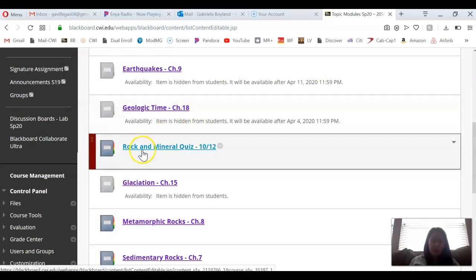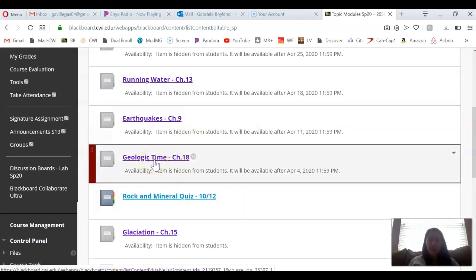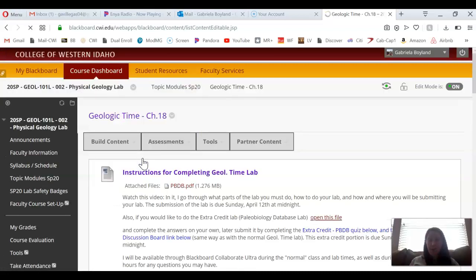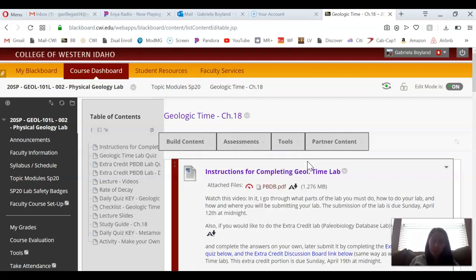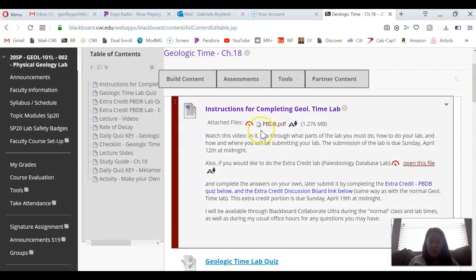So you'll see that above the rock and mineral quiz, there's a geologic time chapter 18 link, which is going to be the first lab that we're going to cover together again online. If you click on that, you can't right now because you can't see it, but you will once spring break is over. You will have several things. So you will have instructions for completing the geologic time lab.